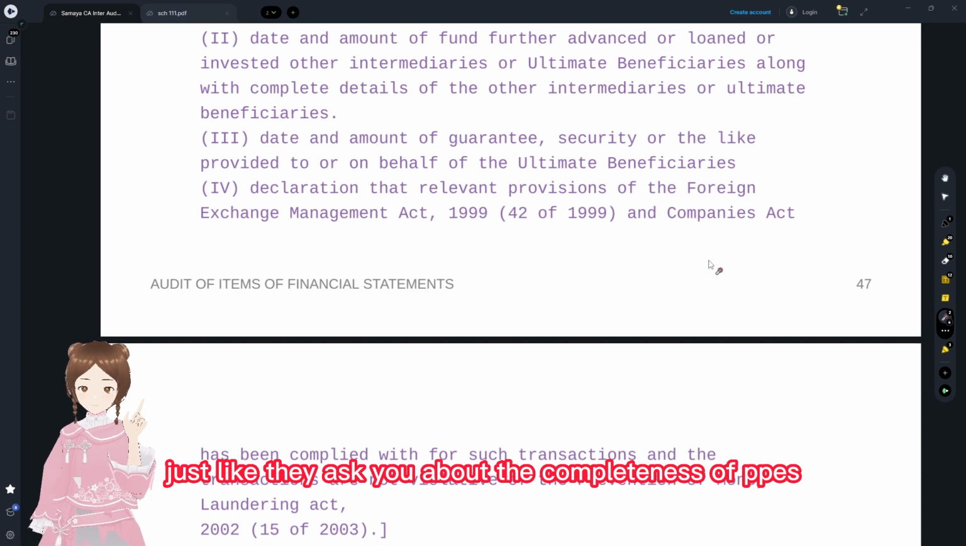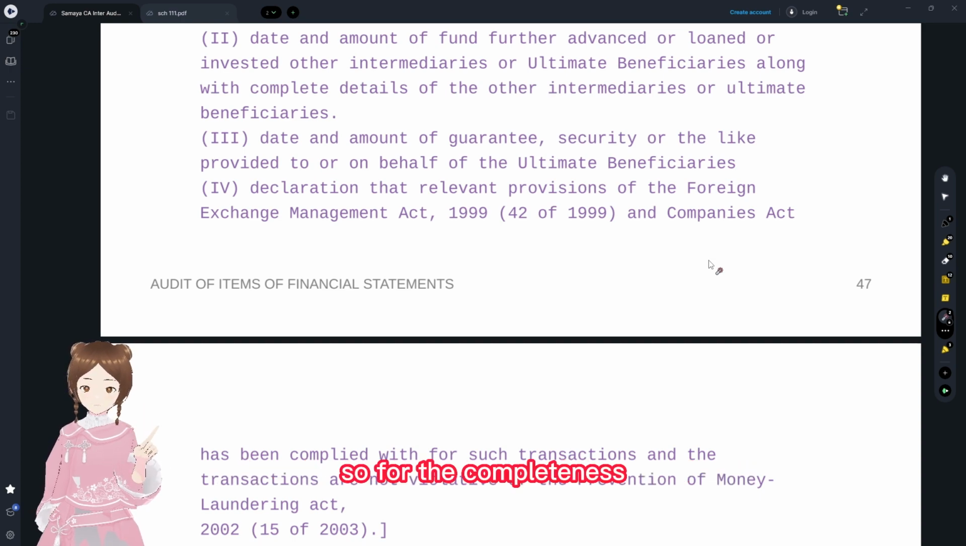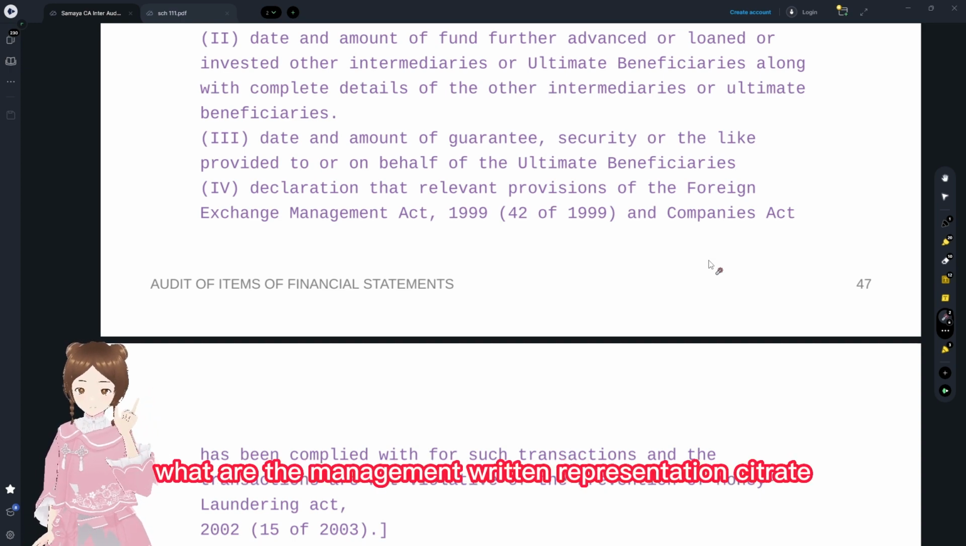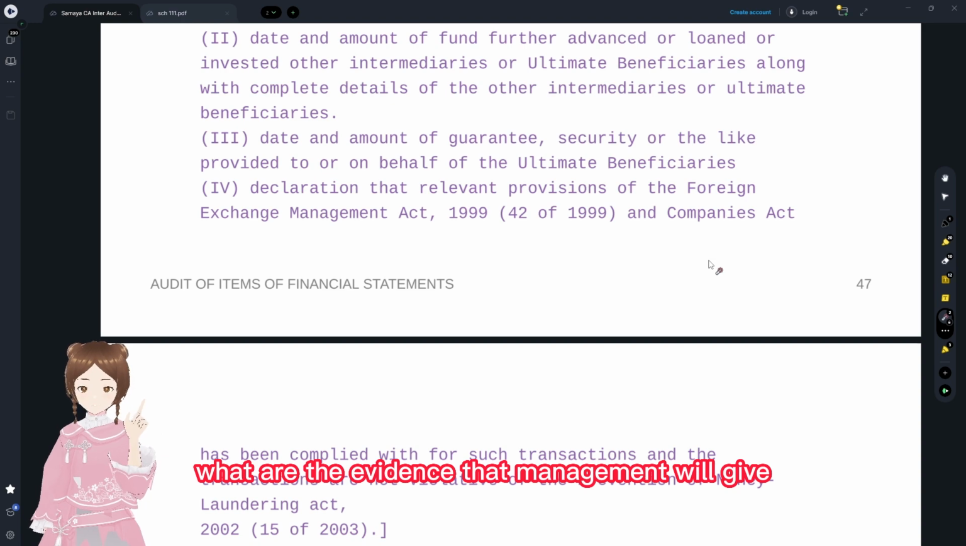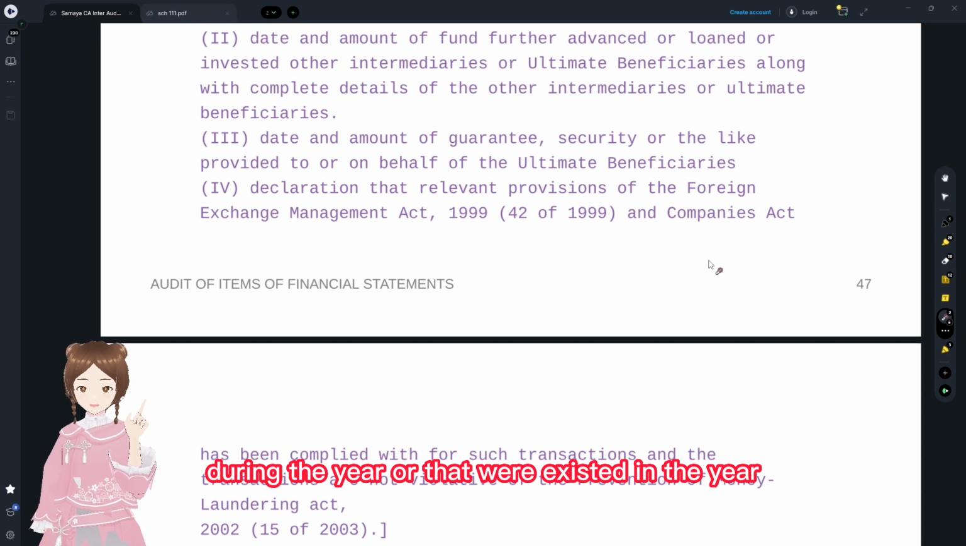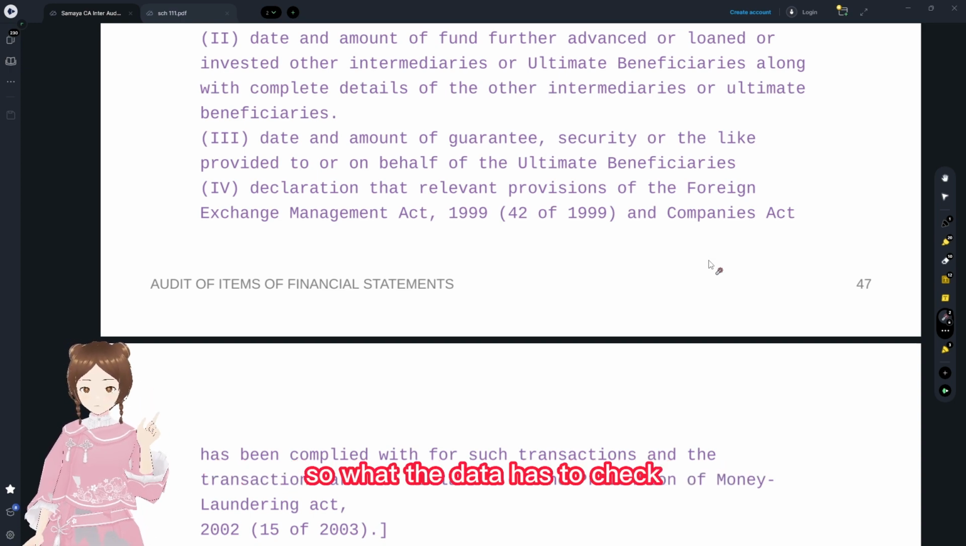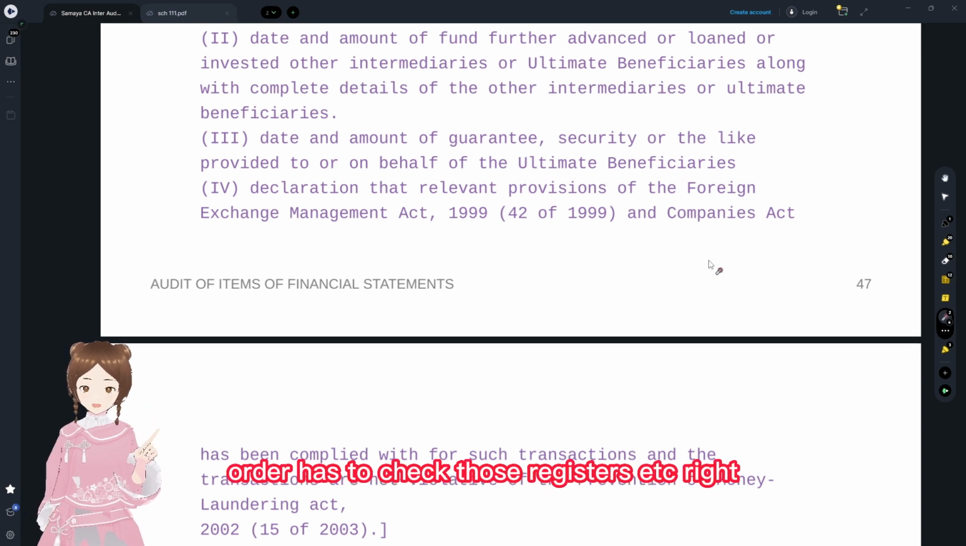Just like, they ask you about the completeness of PPEs, or in order to check the completeness of PPEs. So for completeness, what are the management's written representations? What is the evidence that management will give that the financial statements consist of the complete PPE that was bought during the year, or that existed in the year? They will maintain a register and all. So the auditor has to check those registers, etc., right?